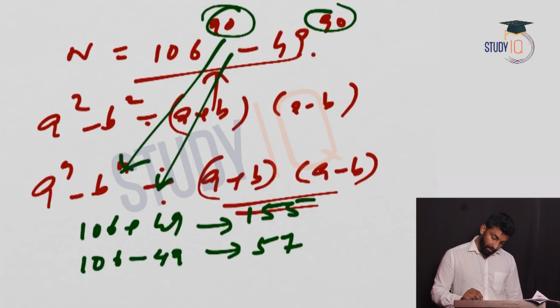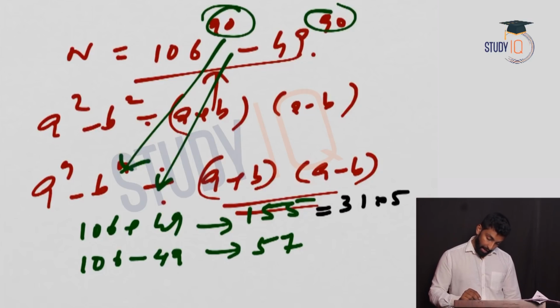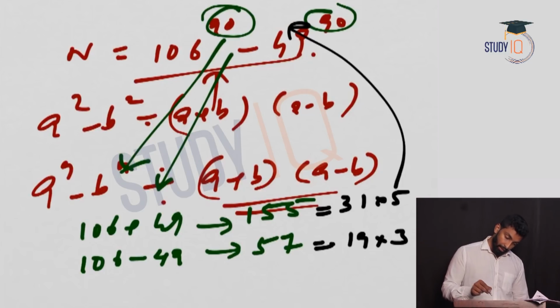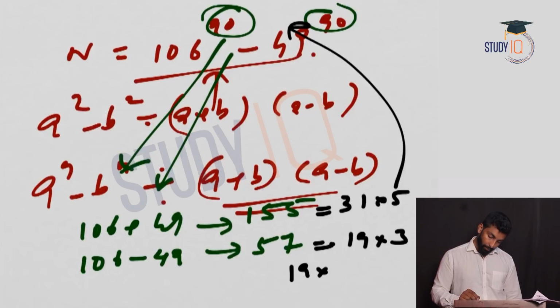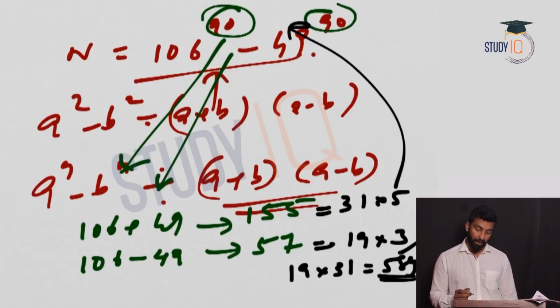Right? Now 155 you can write as 31 into 5, and 57 you can write as 19 into 3. So this number is also divisible by 19 into 31, which is equal to 589. So what's your answer? You can pick 589 as your answer.